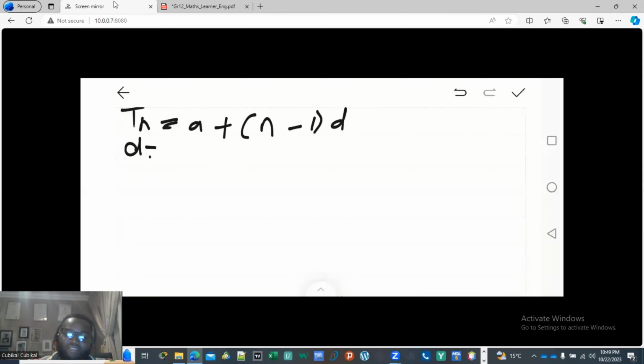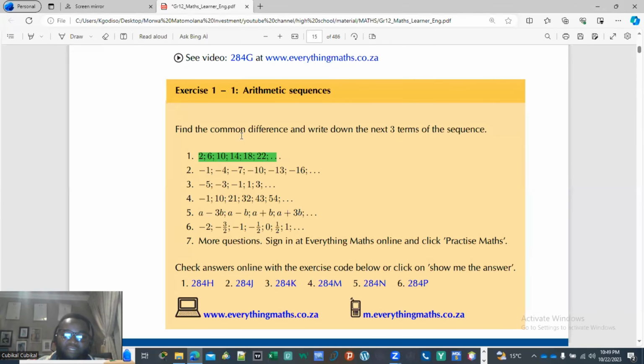So now, for the common difference in this case, if we go back to that question, you will see that we are having 2, 6, 10, and 14. So what we're going to do is take the second term minus the first term. We are getting a 4. And this can still be proven by the fact that when you say 14 minus 10, which is the fourth term minus the third term, we are also getting a 4. So it means our difference is 4. And then we already know that a should be the first term, which is 2.